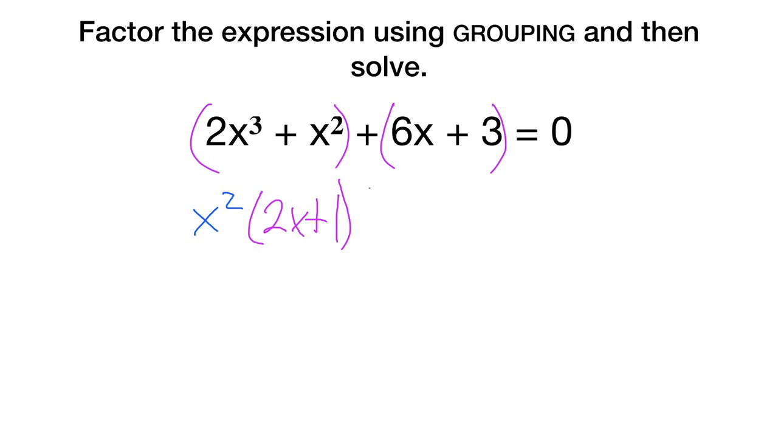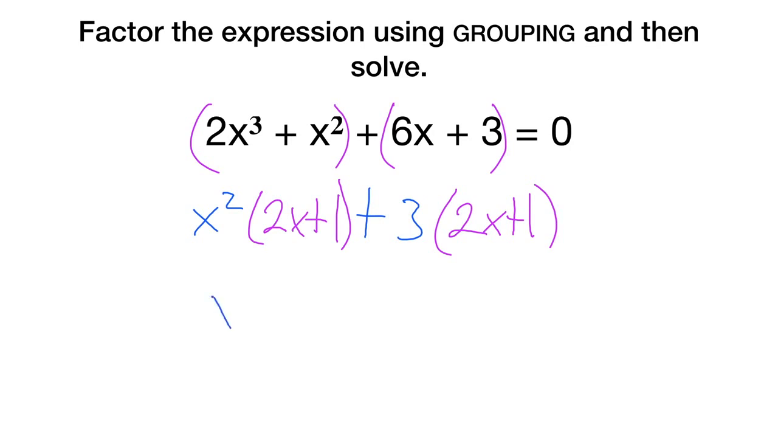And then let's see the next part. The greatest common factor between 6x and 3 is 3, and that becomes times (2x plus 1) as well. So once again I check, and sure enough, my parentheses are the same. That means this is working out just how it should, and that all equals 0.